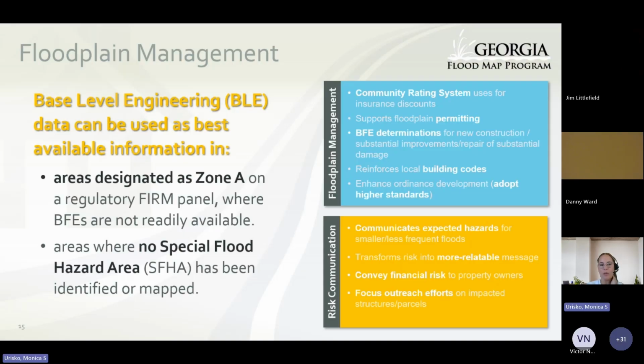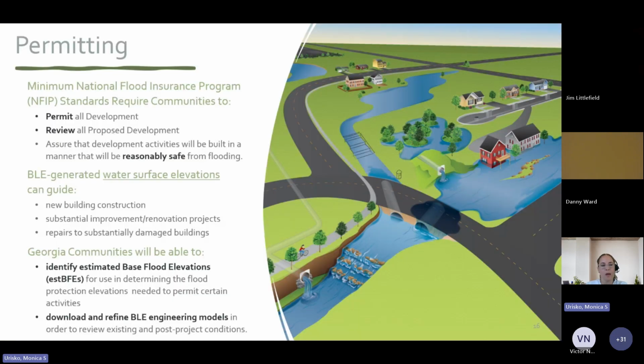Also, it can be used in areas in your communities that do not have any special flood hazard areas (SFHA) shown on the FIRM maps. So you can actually go and check those areas where you don't have any floodplains currently. There may be some risk that was identified with the BLE. This is where this data set is so great, and it has so many uses. It can be used for floodplain management. It can be used for risk communication, and I'll go over those in a minute.